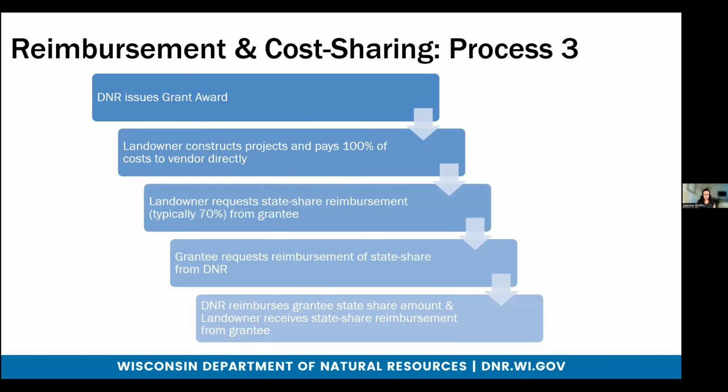The third option available allows the grantee to request state share reimbursement from DNR before reimbursing the landowner, which is shown in this slide here. The reason we added this option was to increase feasibility of utilizing the TRM grant program in counties that don't have enough cash on hand to reimburse the landowner before being reimbursed by the DNR.